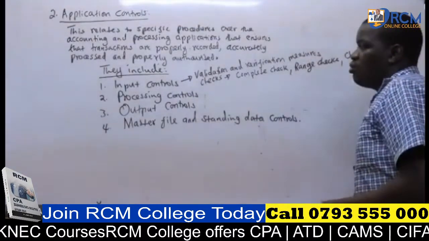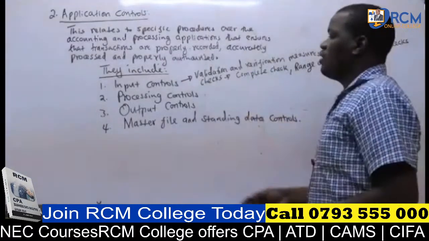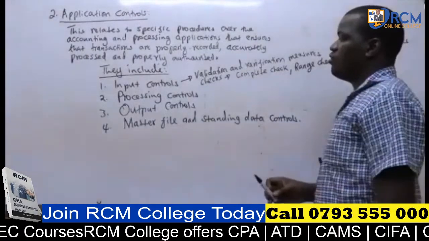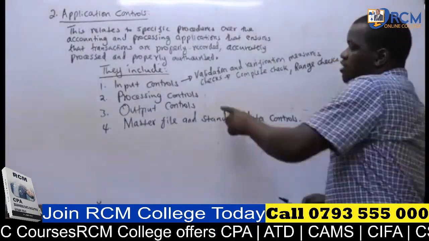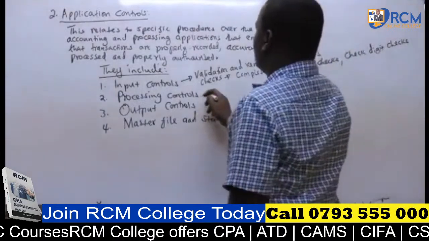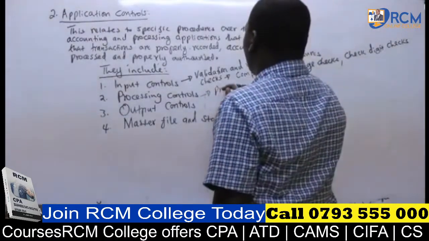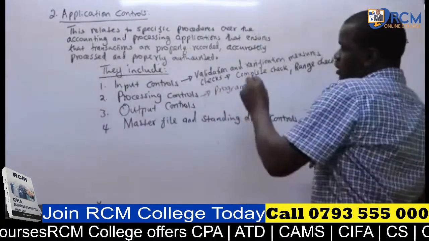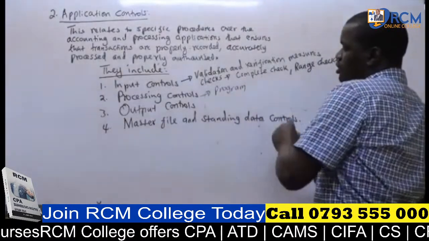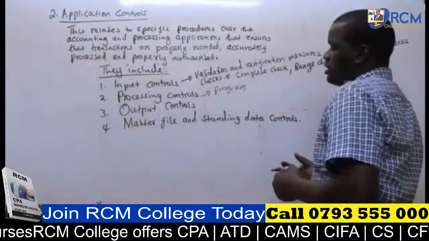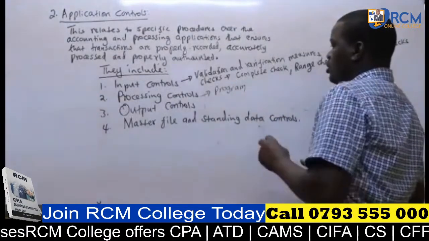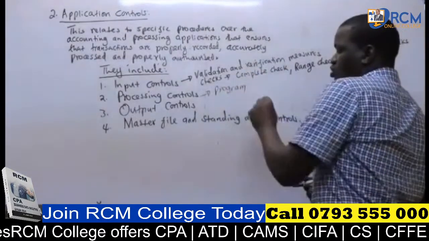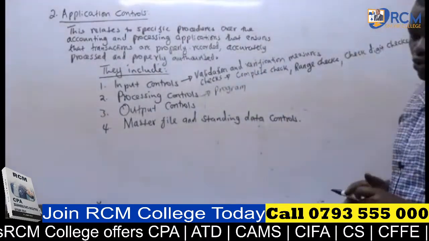Another measure is to ensure that before data is keyed into the system, there is proper authorization. The one keying the data into the system must have been authorized to do so. Then you have the processing control. Data is processed using a program, so there should be measures to ensure the correct program is used to process any given data. There should also be measures to ensure that whoever is doing program modification or alteration is authorized to do so.